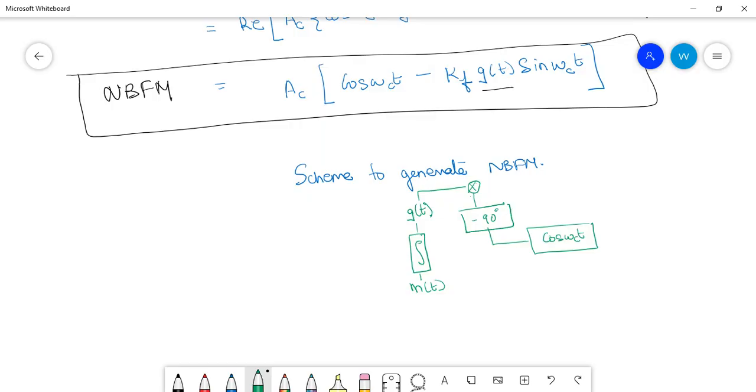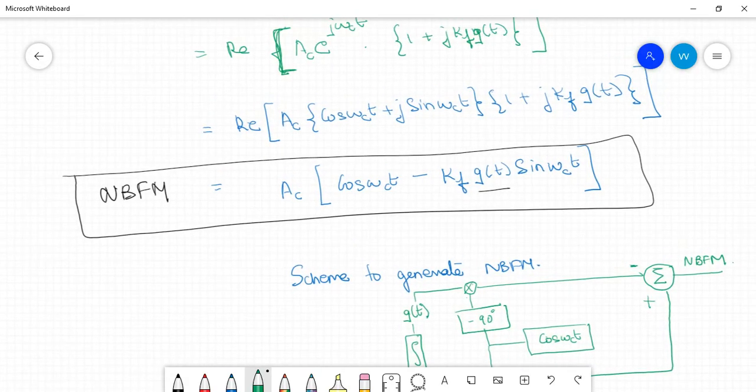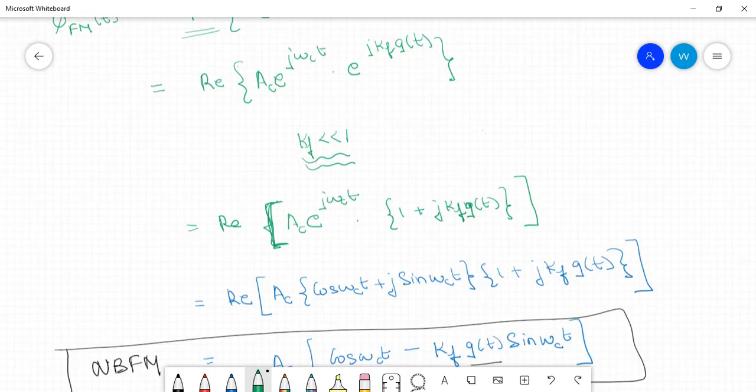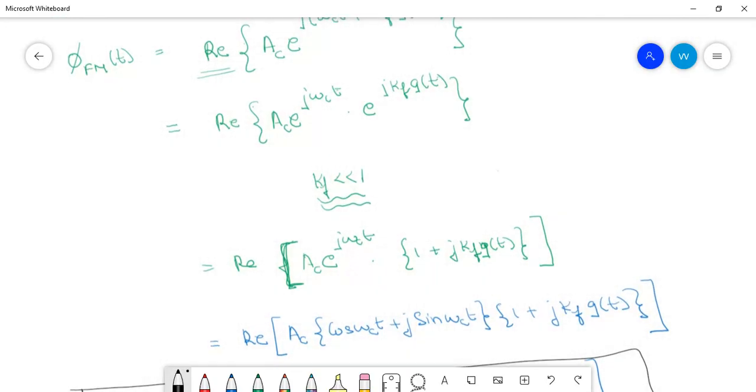Okay, once you have modulated g(t) with sine omega_c t, you can basically take it with a negative sign, and then you can add the cos omega_c t part. All right, so what you get over here is nothing but narrowband FM. Okay, so this was the case with narrowband FM, and what we have basically done is we have approximated this part, e to the power j kf g(t).